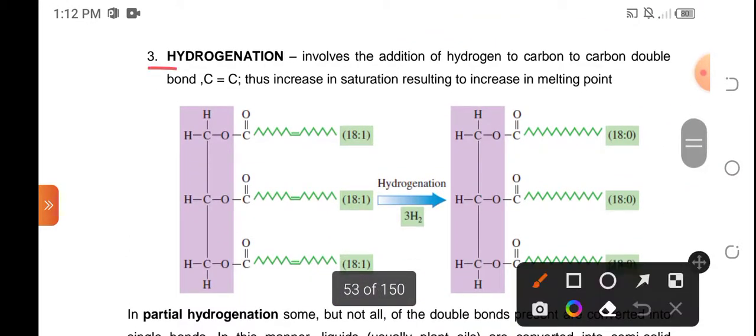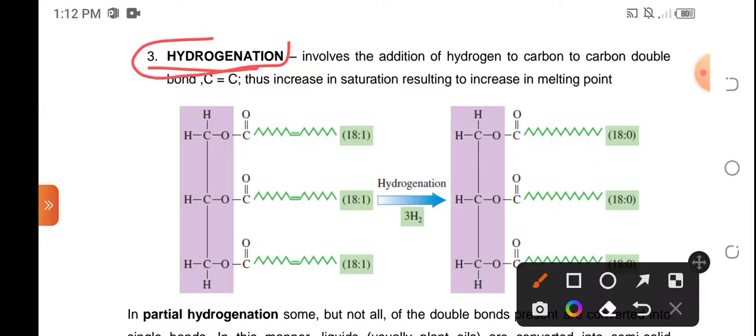Then we have hydrogenation. When we say hydrogenation, this is just a reaction with hydrogen. Now, ang mechanism is once hydrogen is added, the site of reaction is actually the carbon-to-carbon double bond.